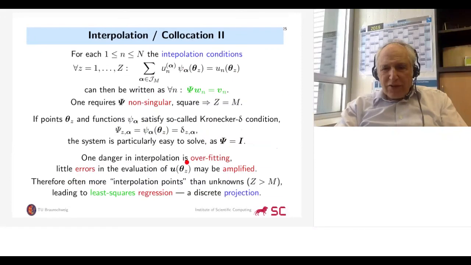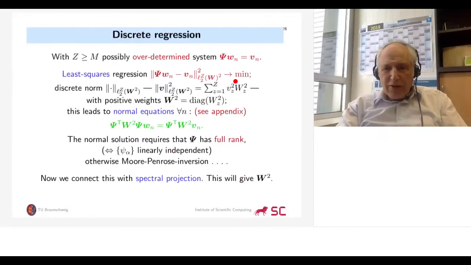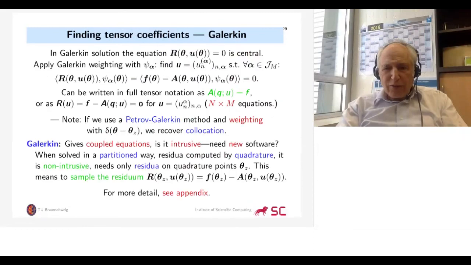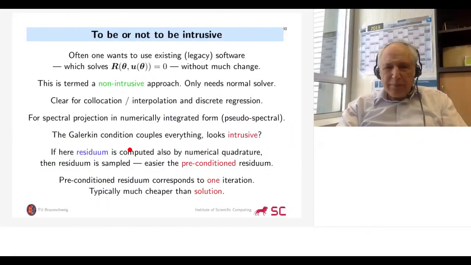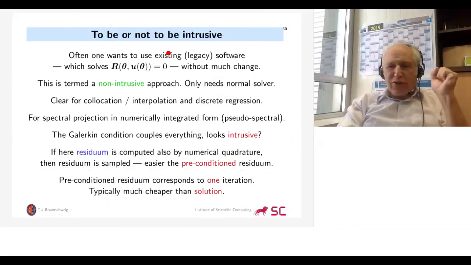Here you have to sample the solution, and all the other methods as well, through the spectral projection. And here you have to sample the residuum. It's typically much cheaper to sample the residuum, but you have to solve this coupled set of equations. Okay. So this is the question of being or not being intrusive.